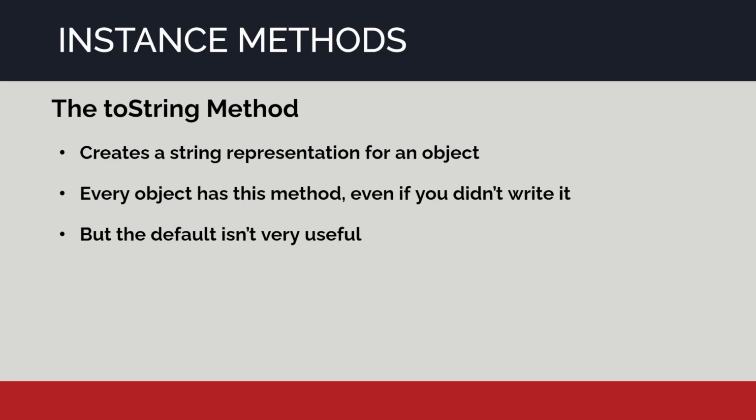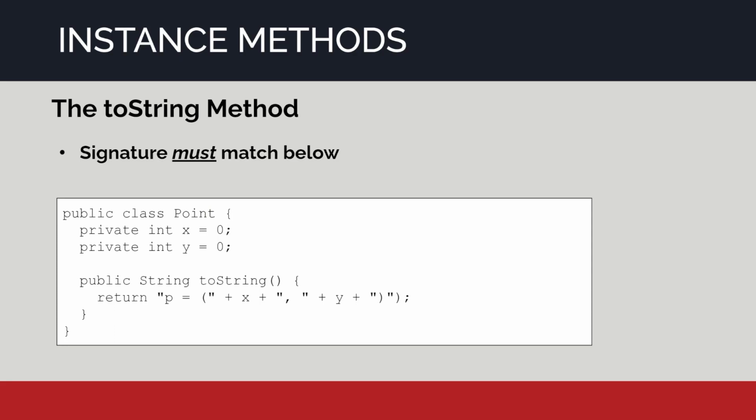It'll tell you the name of the class that the object belongs to, and then it'll give you what looks like random gibberish of letters and numbers. It's actually a memory address. If you want something useful to be done when your object gets printed out to the console or added to the end of a string, then you should write your own toString method.